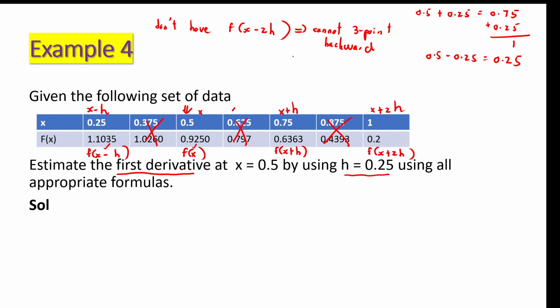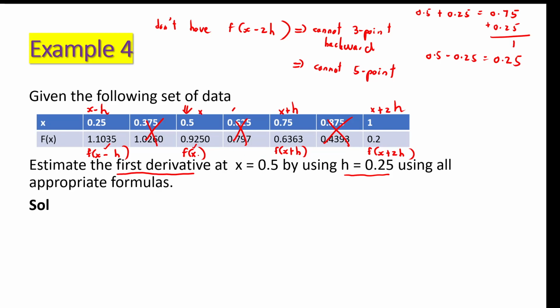Similarly, because you don't have f(x-2h), you cannot use the 5-point formula. The 5-point formula needs f(x), f(x+h), f(x+2h), so 3 points already, and f(x-h), 4 points. You need one more, which is f(x-2h). Because you don't have it, you cannot use 3-point backward or the 5-point formula.